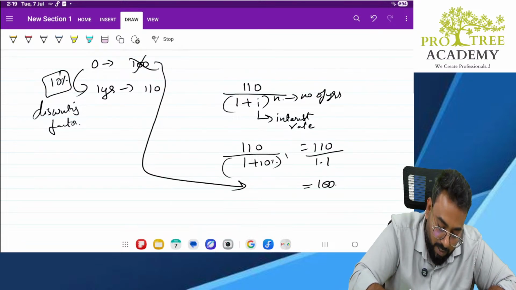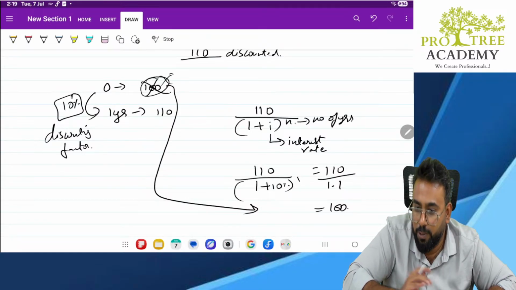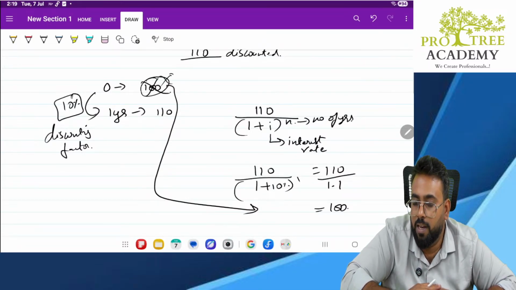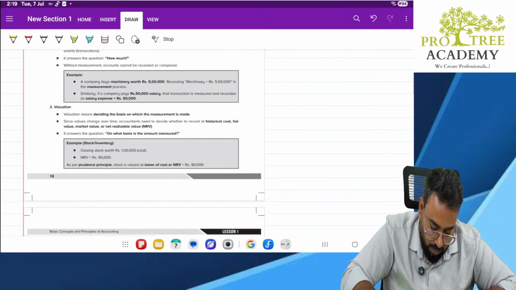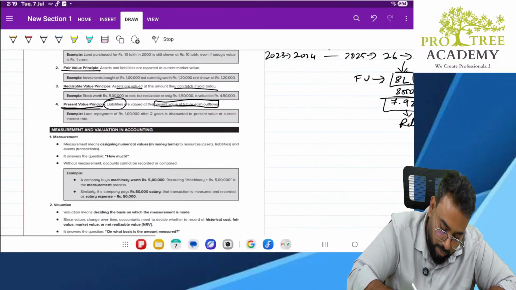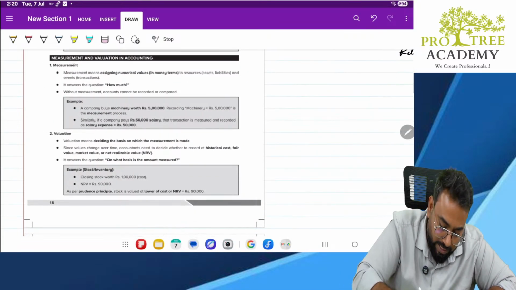In the exam, if they ask a question like this, they will never give this figure. You have to arrive at this figure using this formula. So that is your present value. Clear? Next.